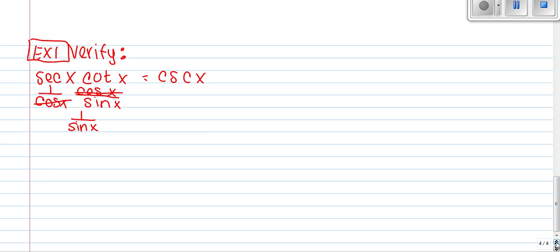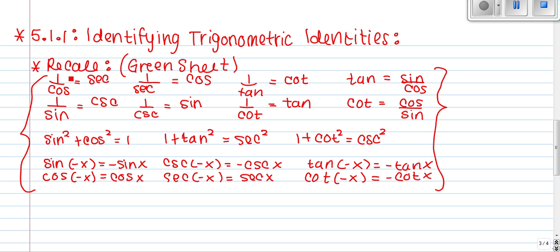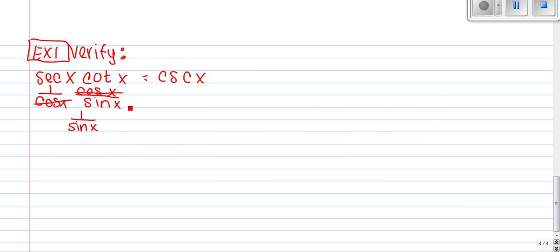I can go back to my table and look. 1 over sine, 1 over sine. Oh, here it is. 1 over sine, and it equals cosecant. So 1 over sine x equals cosecant x. I check. This is exactly the same as what I started out with on the right side here. Therefore, it has been verified.